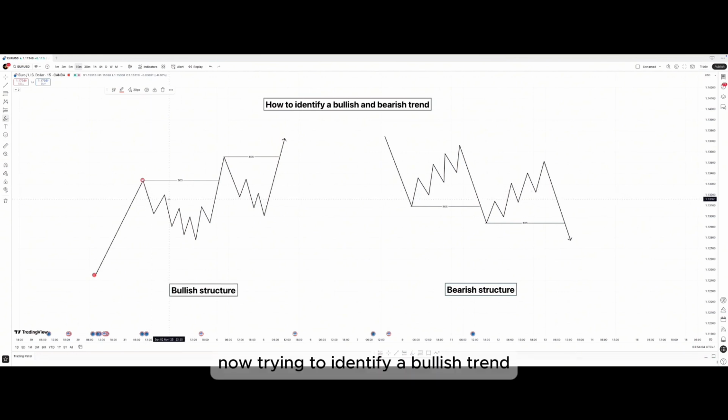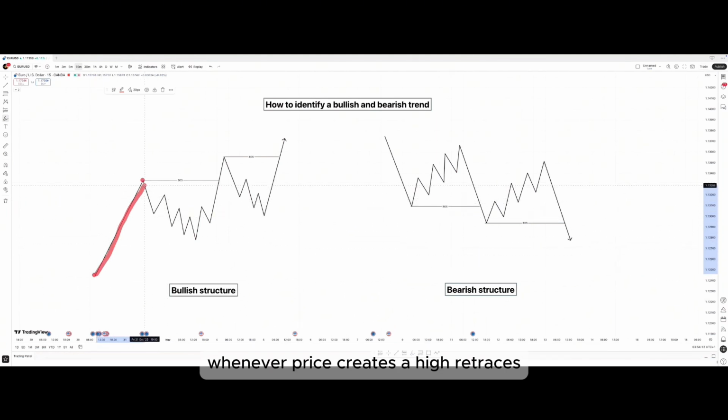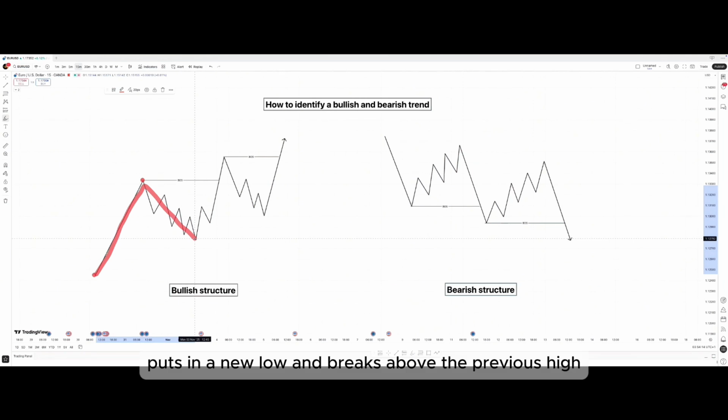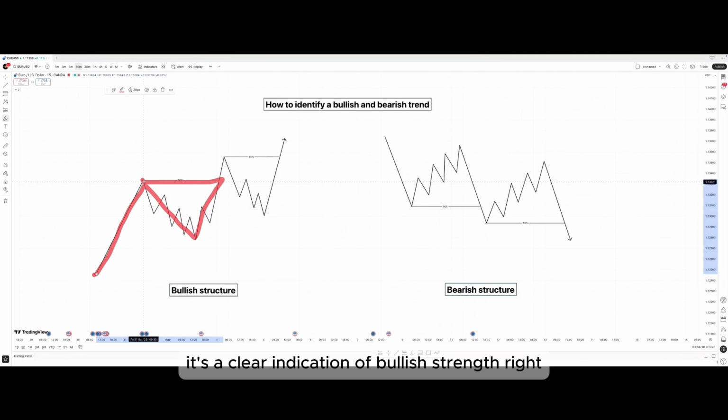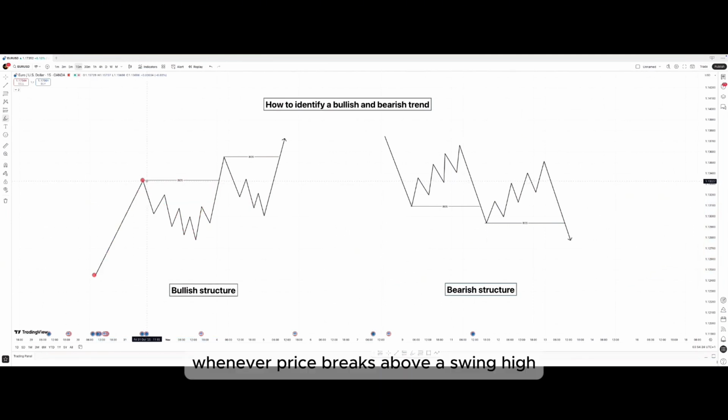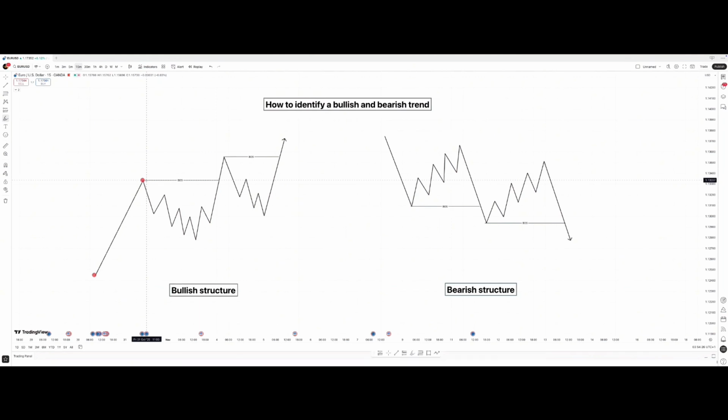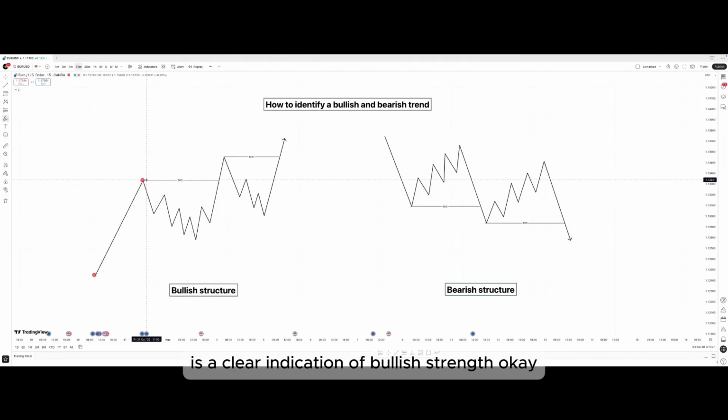Okay, now trying to identify a bullish trend, I want you to pay attention to this. Whenever price creates a high, retraces, puts in a new low, and breaks above the previous high, it's a clear indication of bullish strength, right? Whenever price breaks above a swing high, is a clear indication of bullish strength.